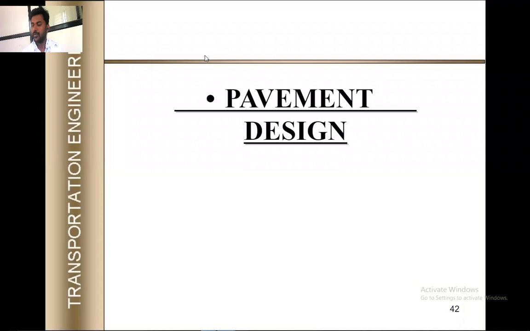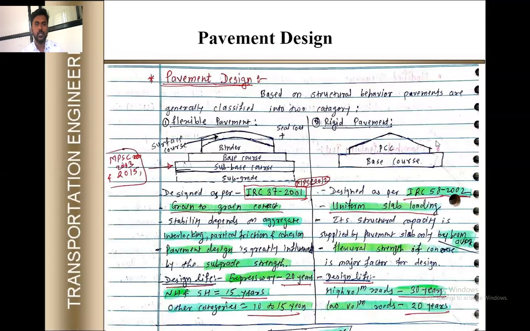What are the different steps required for the design of different kinds of pavements? Before designing, we will briefly see, as we also saw in the last lecture, the difference between flexible and rigid pavements. The pavement design is based on structural behavior. Pavements are generally classified into two types, that is flexible pavement and rigid pavement.